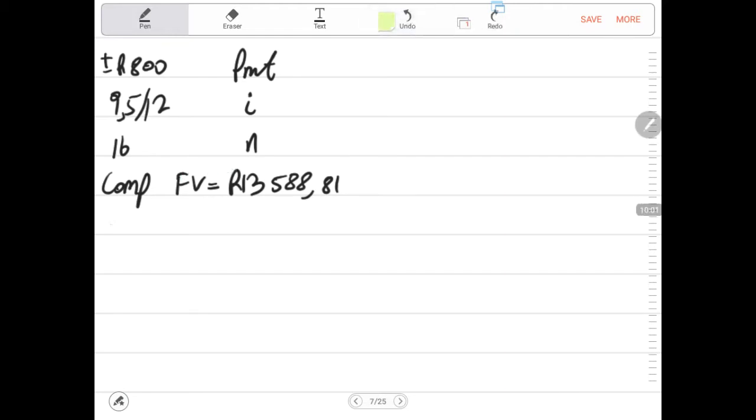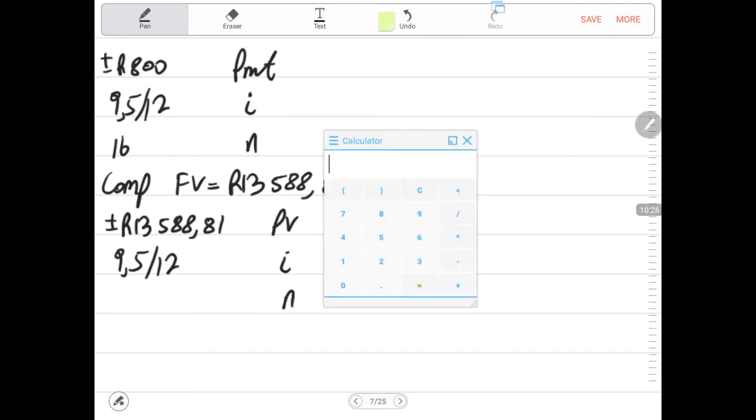Therefore, now we say plus minus 13,588 rand 81 cents is our present value, because we want to know how much this amount will be at the end of month 30, not only at the end of month 16. Then the interest is still the same, 9.5% divided by 12. Then our n will be, as I mentioned, 30 minus 16, meaning starting from month 17. That is why we say minus 16. Then we want to know the future value.